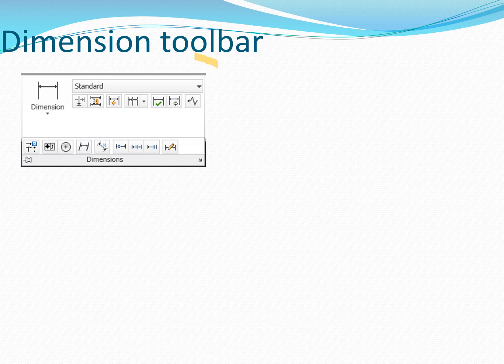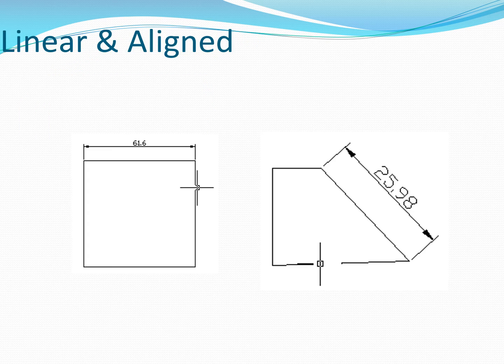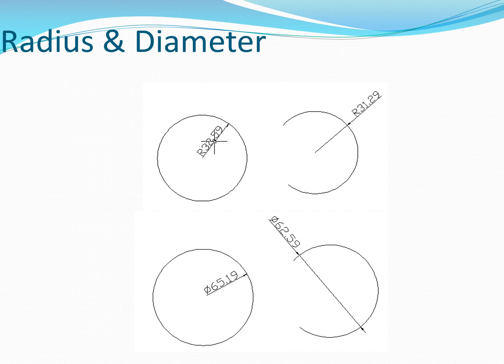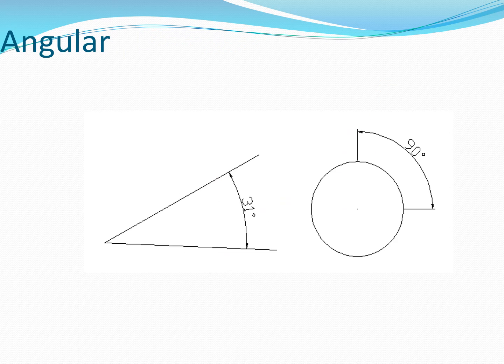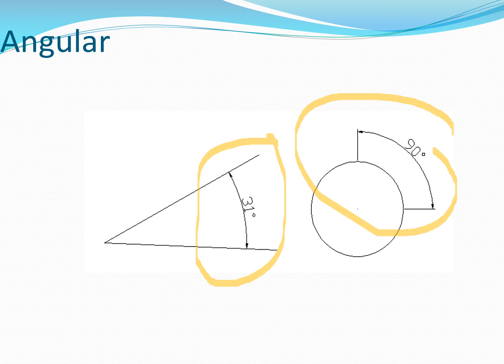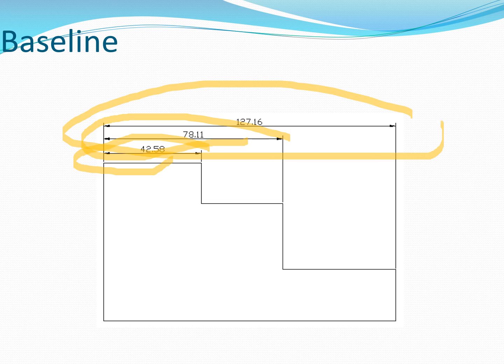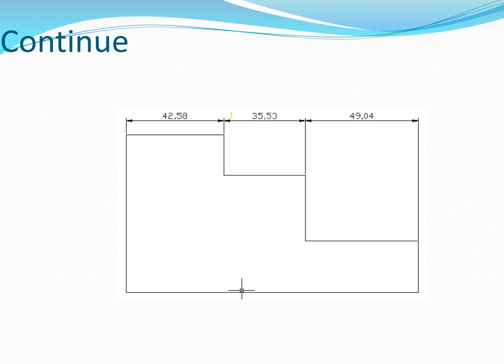Okay, so this is the dimension toolbar. Okay, for the linear and aligned like this, and ordinate, radius, just the symbol R, diameter, angular, the two types, inside and outside, baseline, or continuous.